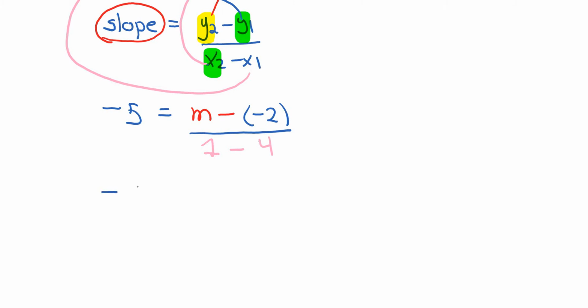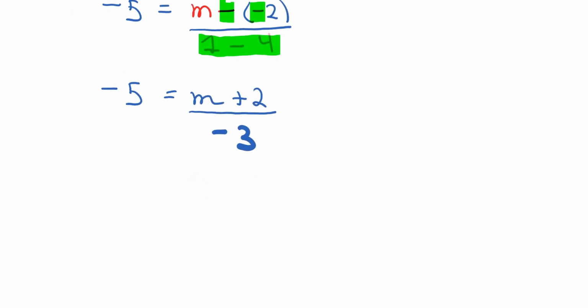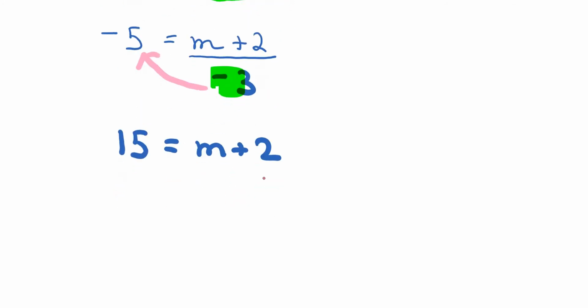Let's simplify this. So -5 equals m. I have a minus sign and a minus sign, so minus and minus gives you a plus, so m plus 2, divided by 1 minus 4, which is -3. We've seen these kinds of equations in class, so we need to solve for m. I have a -3 on the bottom, so I can move that and multiply it with the -5. So -5 times -3 is positive 15 equals m plus 2. Then I can subtract 2 from both sides. 15 minus 2 is 13, so 13 equals m.